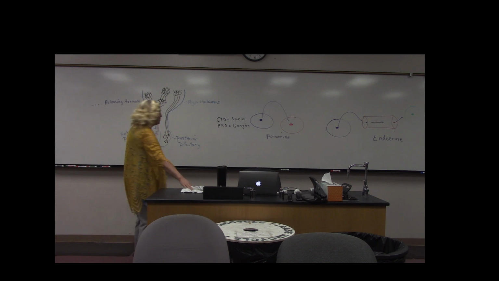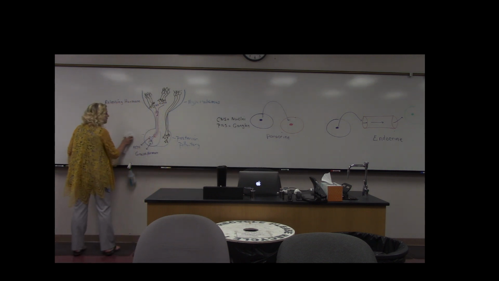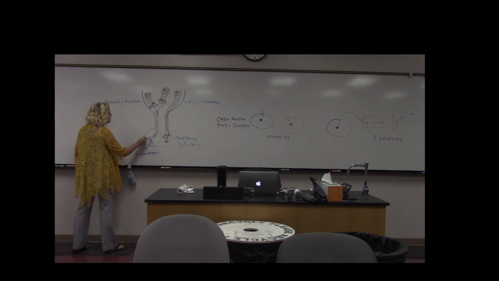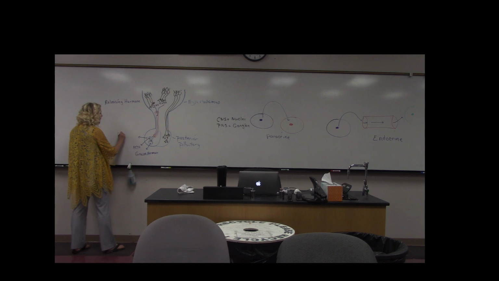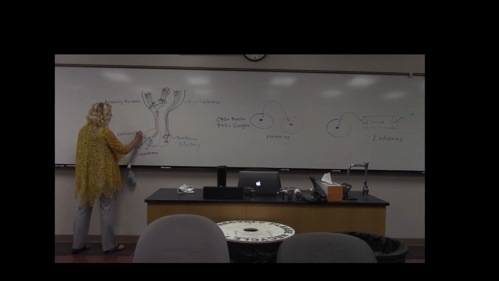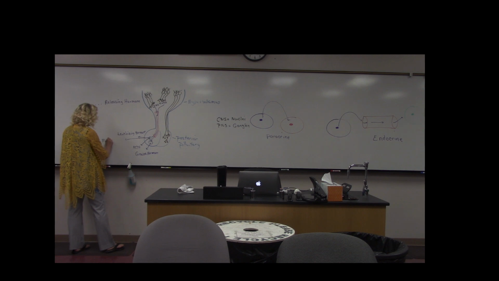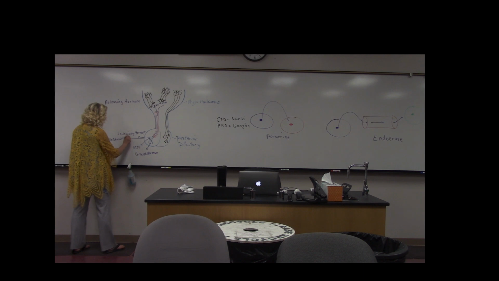So from the anterior pituitary, we'll have things like ACTH, growth hormone. We're going to talk about this a little bit later when we get into the reproductive system, but you're going to have luteinizing hormone. You're also going to have follicle stimulating hormone. You're going to have thyroid stimulating hormone.